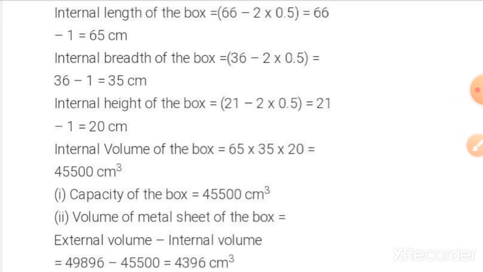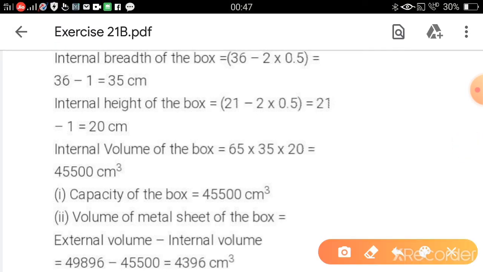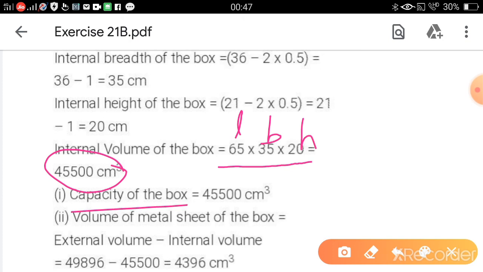Here we have to find the internal volume of the box, which will be L into B into H, 65 into 35 into 20, which will be 45,500 centimeter cube. Then we have to find the capacity of the box. What is the capacity of the box? It will be 45,500 centimeter cube. This is the capacity.